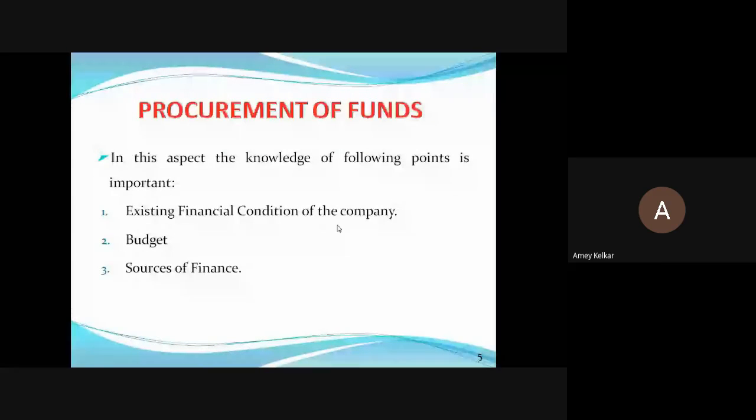So let us see procurement of funds. In this aspect, the knowledge of the following points is important. Existing financial condition of the company. We should know the existing financial condition of the company. Secondly, we should know our budget, because every company will have its own budget. Depending on that, they can go ahead with the projects. Even if you are hardworking, budget becomes a constraint for selecting a project.